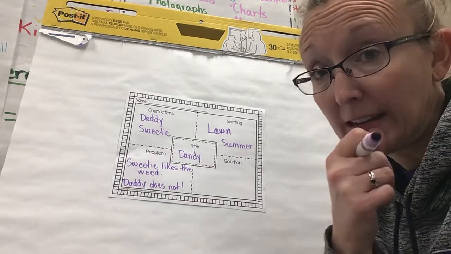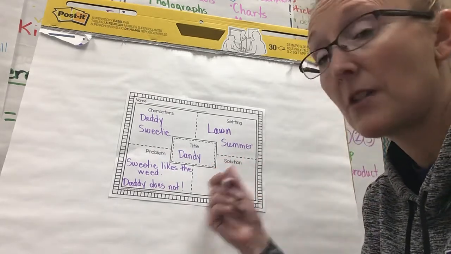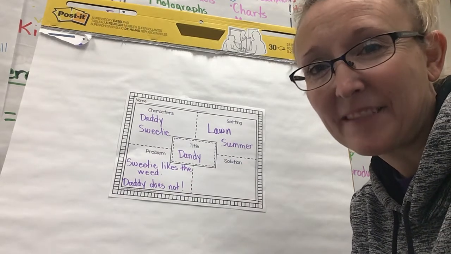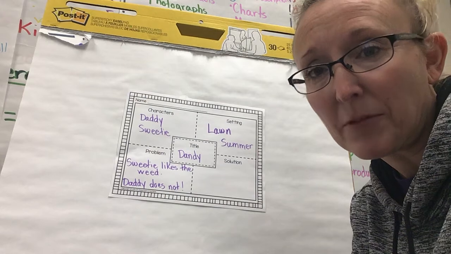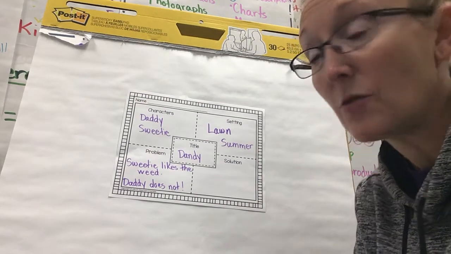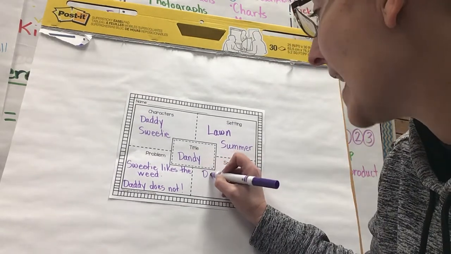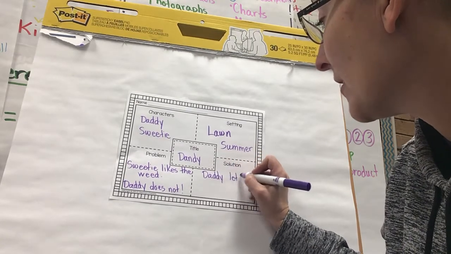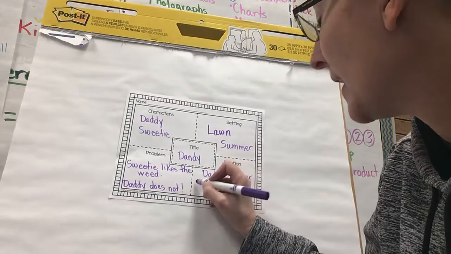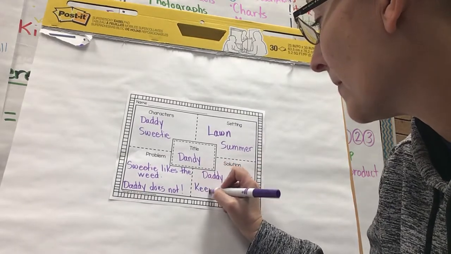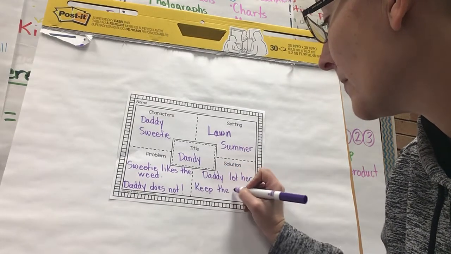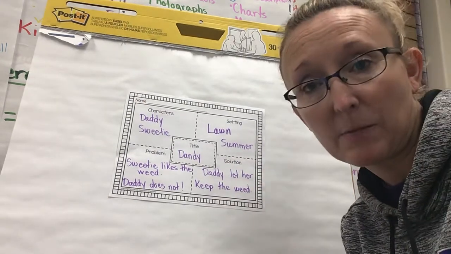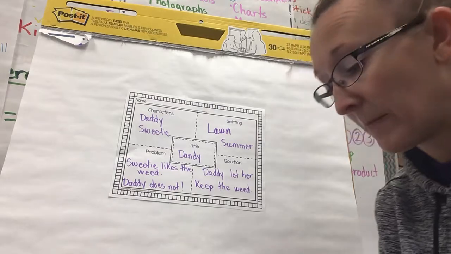The solution. That means how did they solve this problem? Daddy kind of gave in, didn't he? Daddy let her keep the weed because she loved it so much. So I'm going to say, Daddy let her keep the weed. He kind of just gave in because she was so sweet, and it didn't hurt anything to keep the weed, right? It didn't hurt anybody.